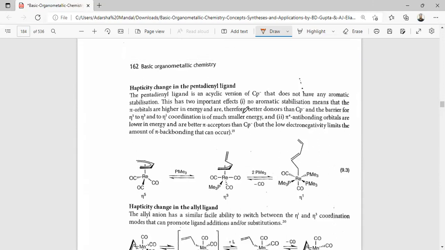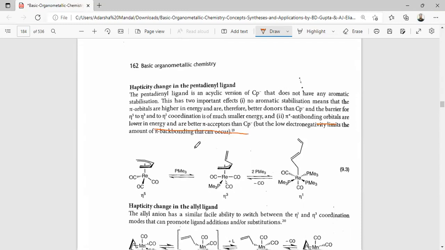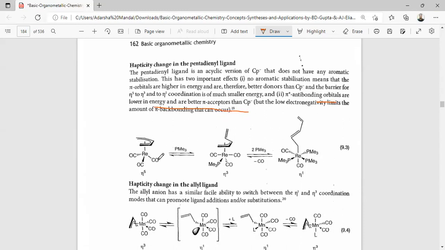This has two important effects. No aromatic stabilization means that the pi orbital is higher in energy and therefore a better donor than the Cp minus, and the barrier for eta 5 to eta 3 and eta 1 coordination is much smaller in energy. Second, the pi star anti-bonding orbitals are lower in energy and the better pi acceptor than Cp minus.